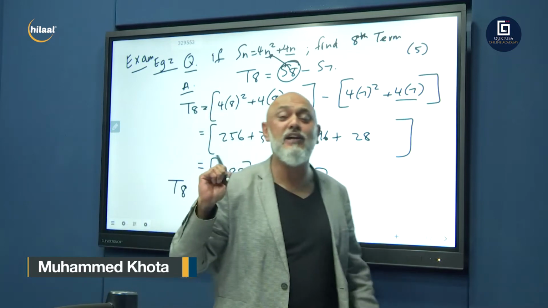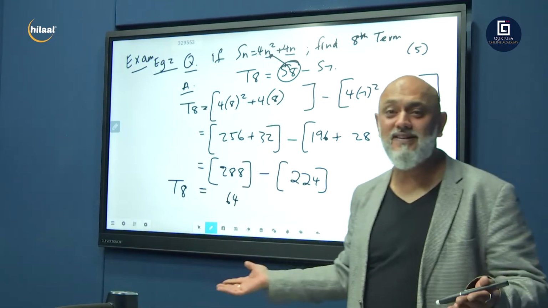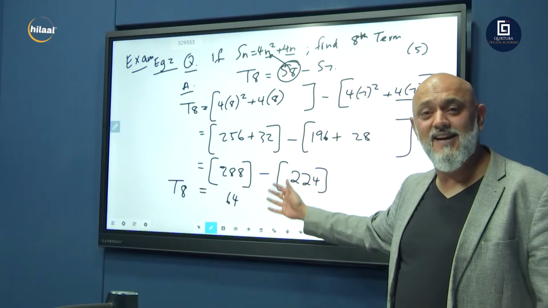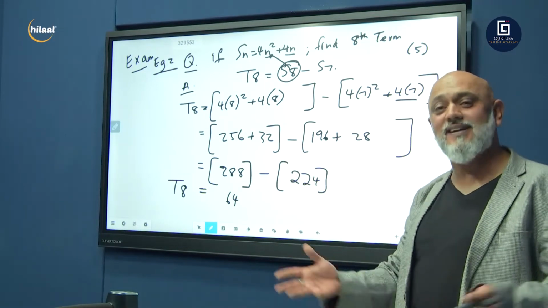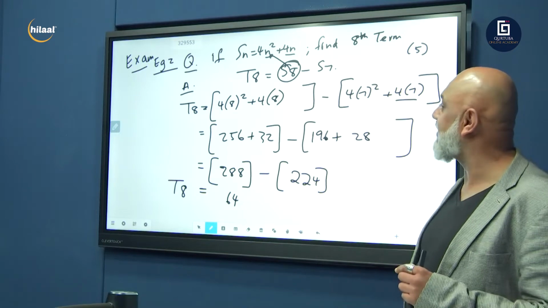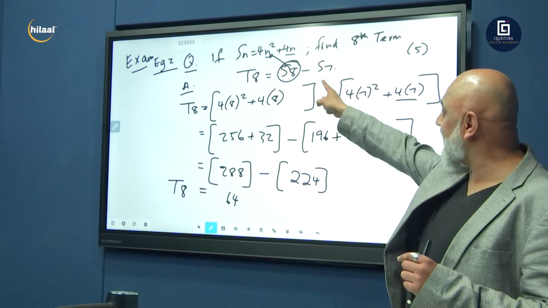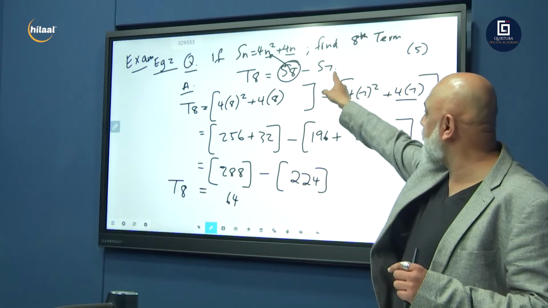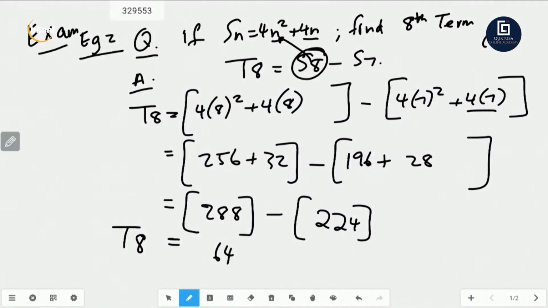Guys, I'm not doing rough calculations here on the screen. This is a template. Exactly the way I answer it here on the screen is exactly the way you answer it in your paper. And you'll get full marks for that. T8 is equal to S8 minus S7. Substitute 8 into your formula. Substitute 7 into your formula. Subtract the 2 and you get your final answer there as 64.